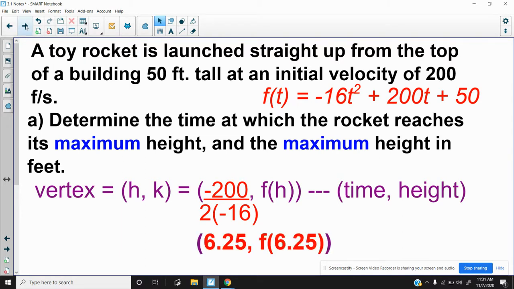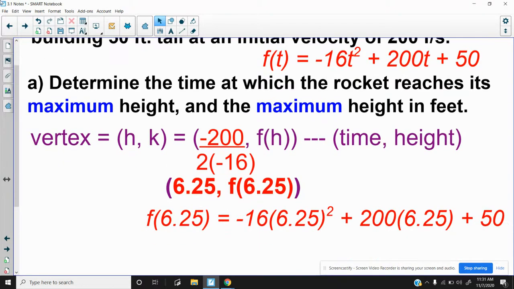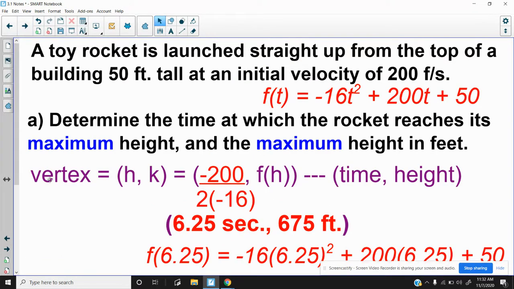So negative b over 2a gives us 6.25. So 6.25 seconds is how long it takes to get to the maximum. And f of 6.25 is equal to 675, and since that's a height, it's 675 feet. And we've answered the question.